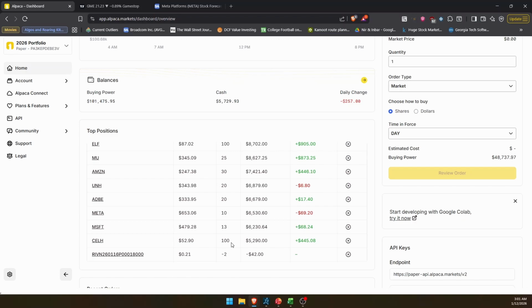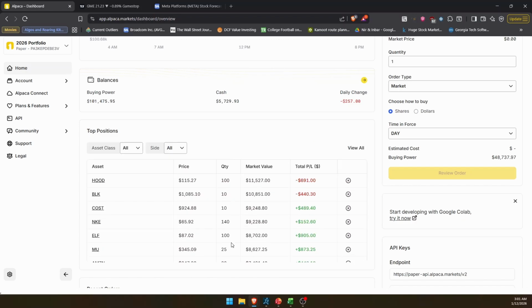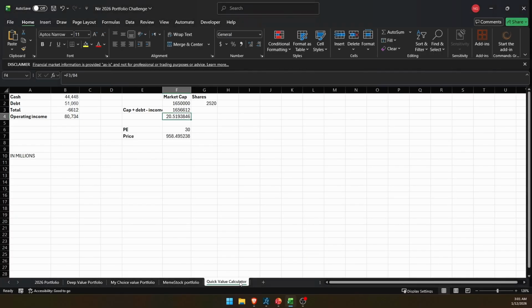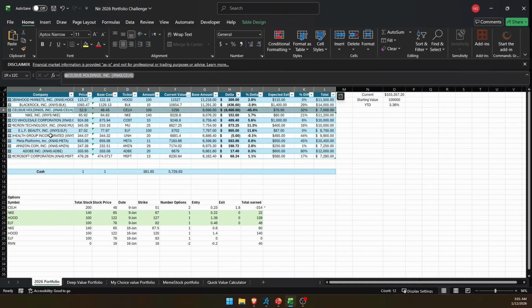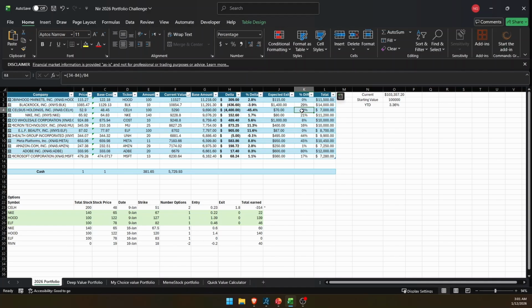I'll probably rebuy into it because Celsius is super undervalued. I think I have Celsius going all the way up to 70. So even at this price of 52.9, where we entered at 48.45, it's still 32% undervalued, which is insane. Celsius is gonna do really well.